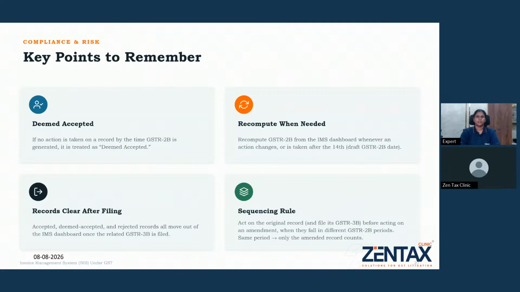And act on the original record before acting on an amendment. That is, if we have received the original record, then we need to act on that original record first if it is related to the same period. Then we can act on the amendment records, or else we should act on the original record only.